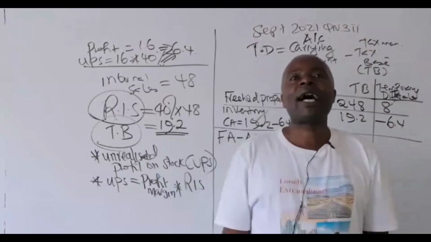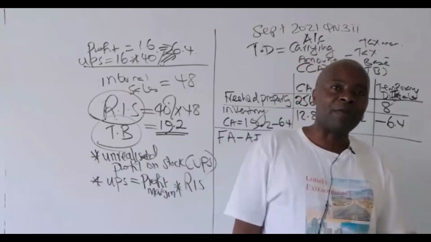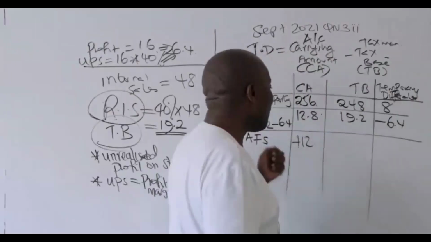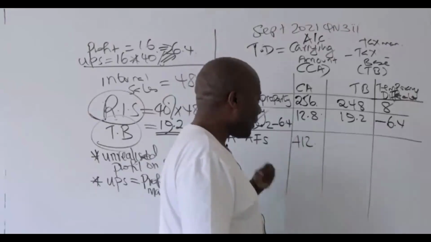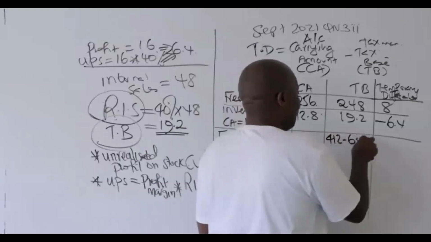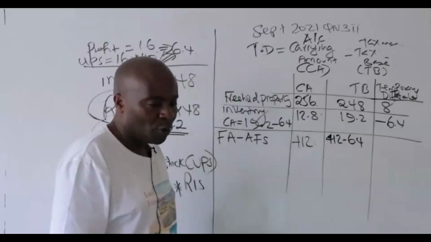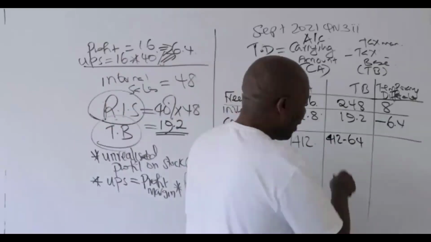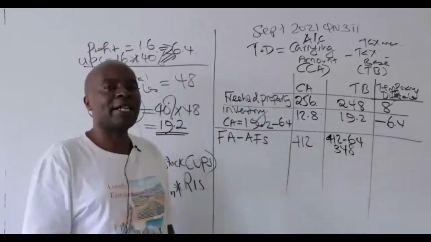Unrealized gains are never taxed. So because they are never taxed, go ahead and subtract them. For your revision, you can mention here 412 minus 64, which gives me what here? 348. Unrealized gains are never taxed.